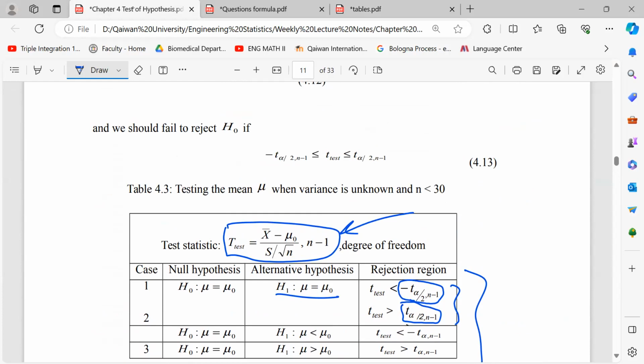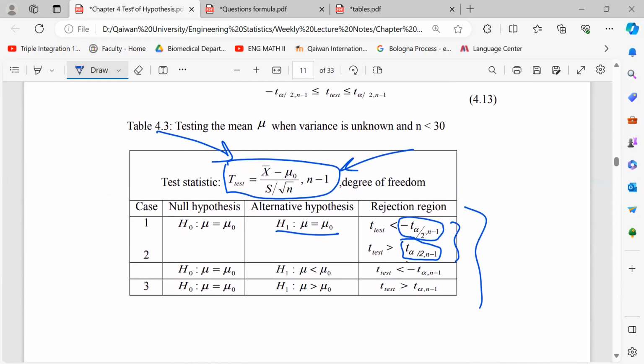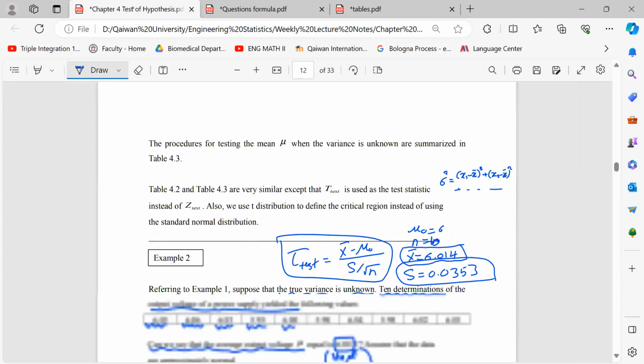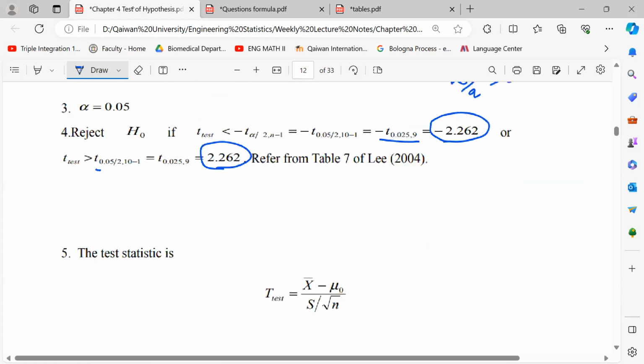And then in step 6, we compare step 4 and 5. In step 4, we obtain from the table. In step 5, we obtain the value from the calculation of this formula. We compare these two. We say if t test is less than this, or t test is greater than this, we reject H naught. What if these two conditions do not hold? We say we are unable to reject H naught.